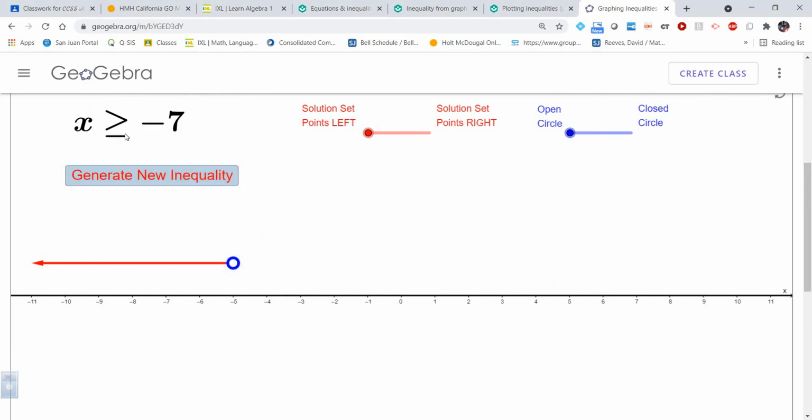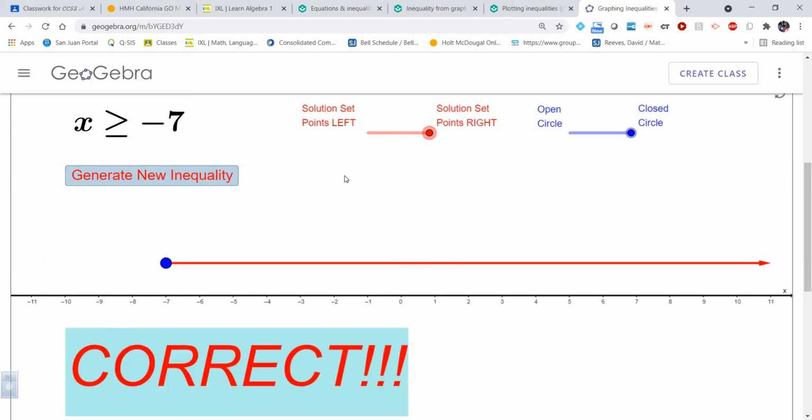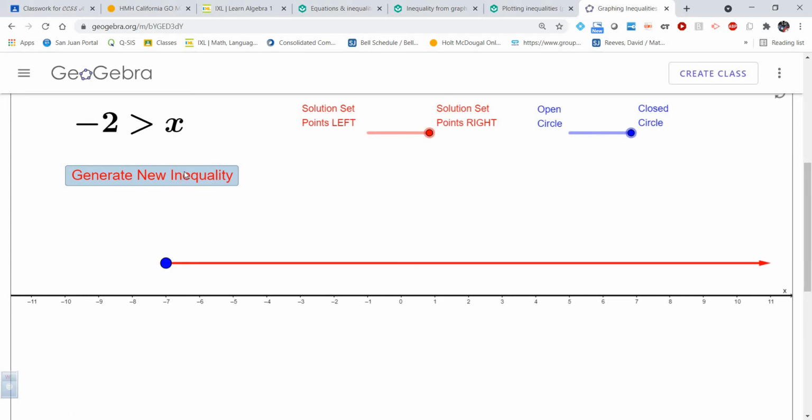So let's go ahead now. This one right here, x is back on the left-hand side. So x is greater than or equal to -7. Well, it's equal to, so I'm going to fill in that circle. And then I'm going to go to the right.